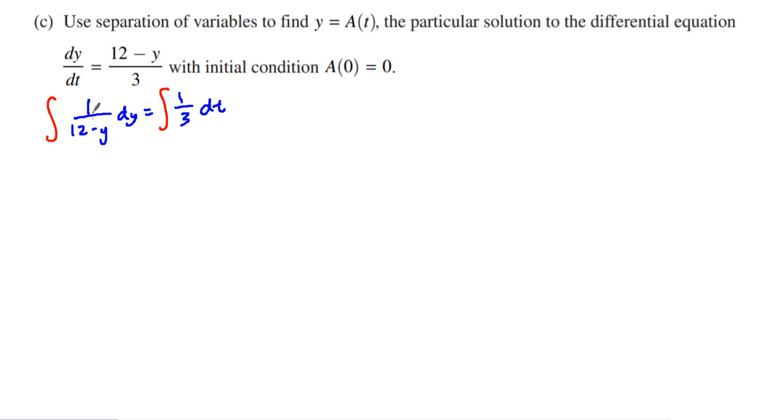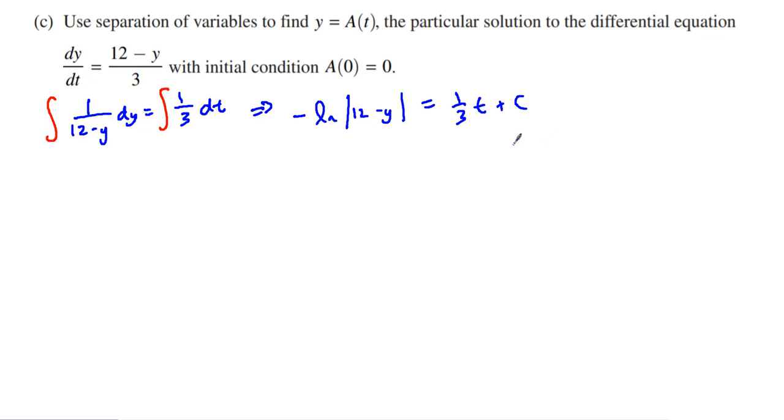The integration of 1 over anything is going to be the natural log of the absolute value of 12 minus y. But according to the chain rule, because we have negative y, we have to put a negative in front, because if we took the derivative of natural log of 12 minus y, we would get 1 over 12 minus y and a negative value because of the chain rule. And the integral of 1/3 with respect to time is 1/3 t plus C, some constant C.